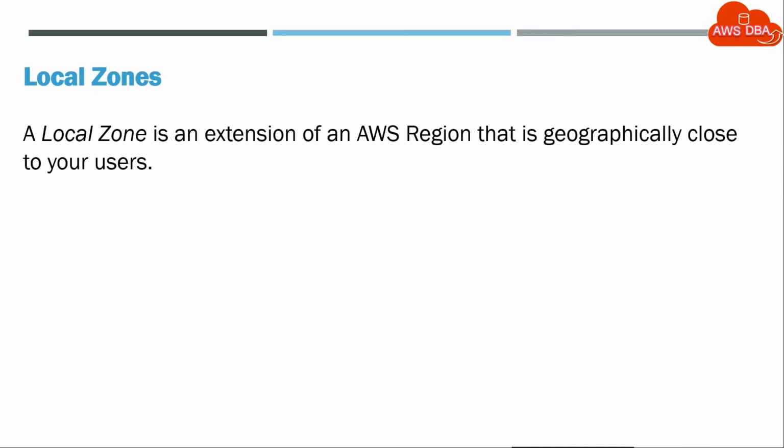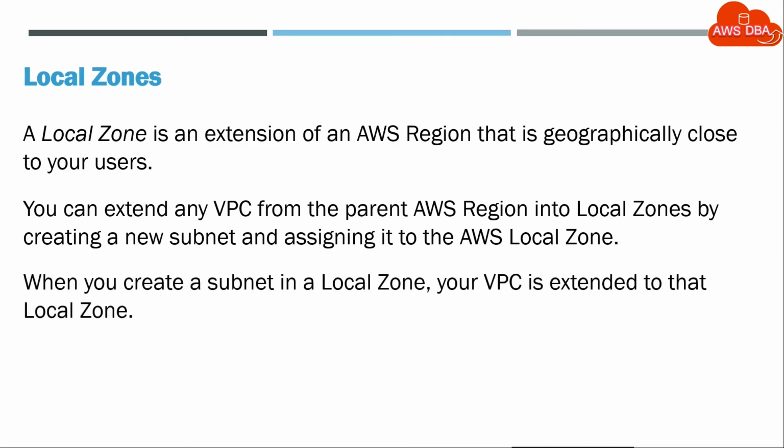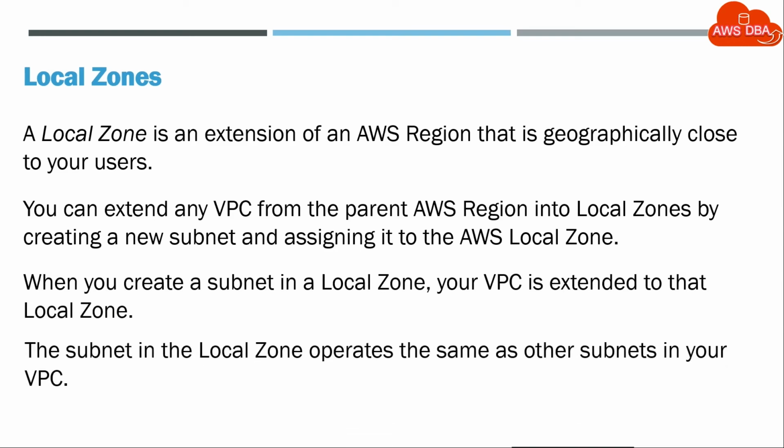Local zones. A local zone is an extension of an AWS region that is geographically close to your users. You can extend any VPC from the parent AWS region into local zones by creating a new subnet and assigning it to the AWS local zone. When you create a subnet in a local zone, your VPC is extended to that local zone. The subnet in the local zone operates the same as other subnets in your VPC.